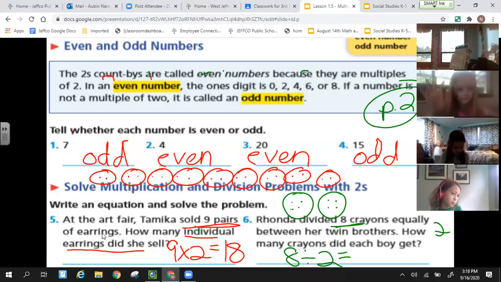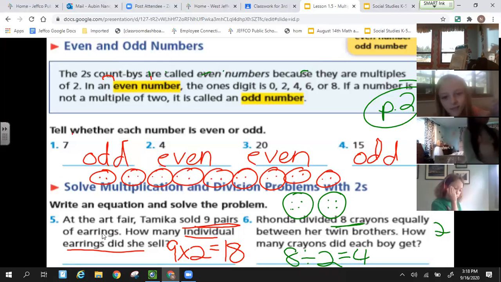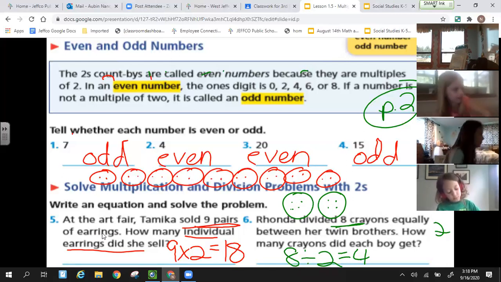And we know 4 times 2 is 8. So does that make sense? Is that reasonable? Yeah. If she divided her crayons between her 2 brothers and they each got 4, yeah, because 4 plus 4 is 8. And they told us we were dividing.